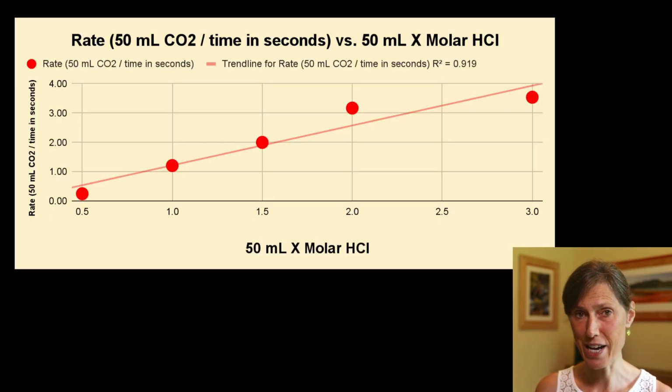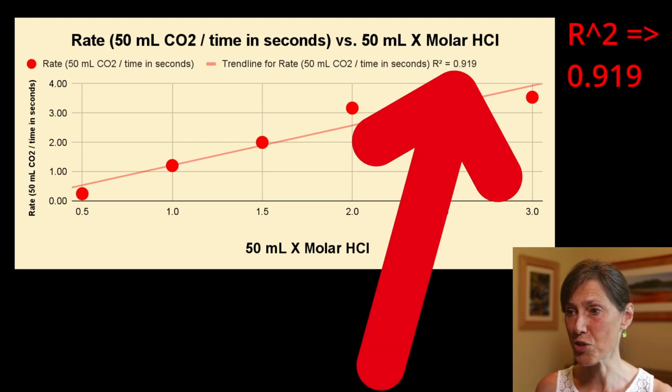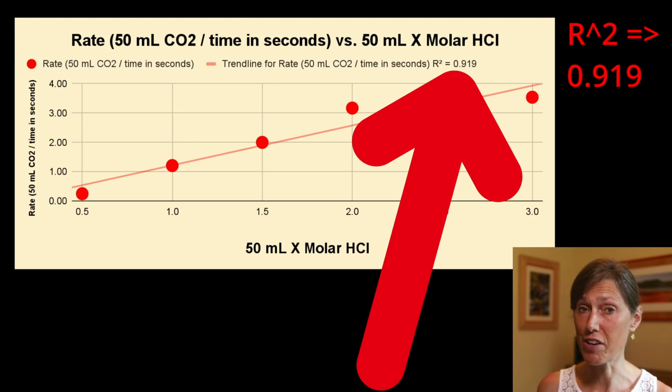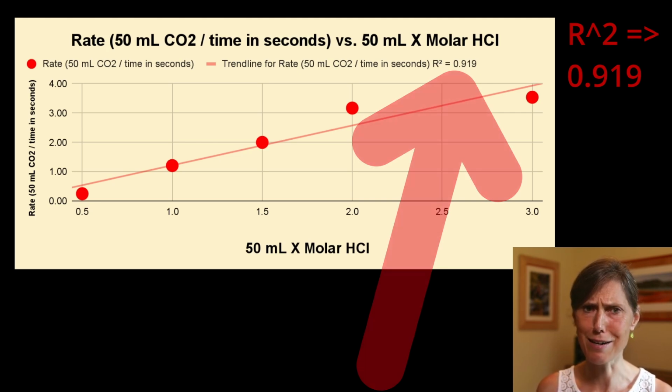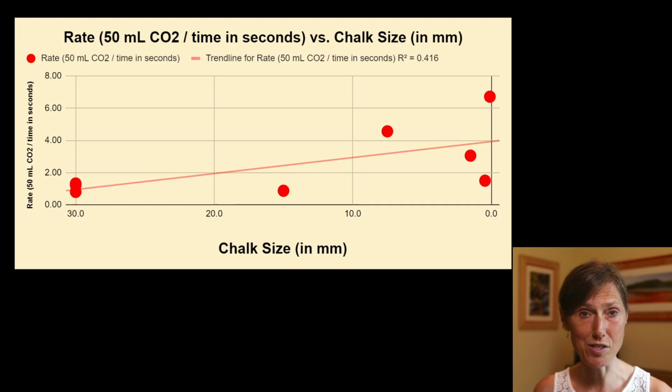This graph shows you reaction rate as a function of the molarity of the acid. On the y-axis, you see the rate expressed in 50 milliliters of carbon dioxide per time in seconds, and on the x-axis, you see 50 milliliters of hydrochloric acid used, but at varying concentrations. This is a very nice linear relationship, as shown by an R-square value of very close to 1. Nice data. This second graph represents the relationship between reaction rate and the size of the chalk.